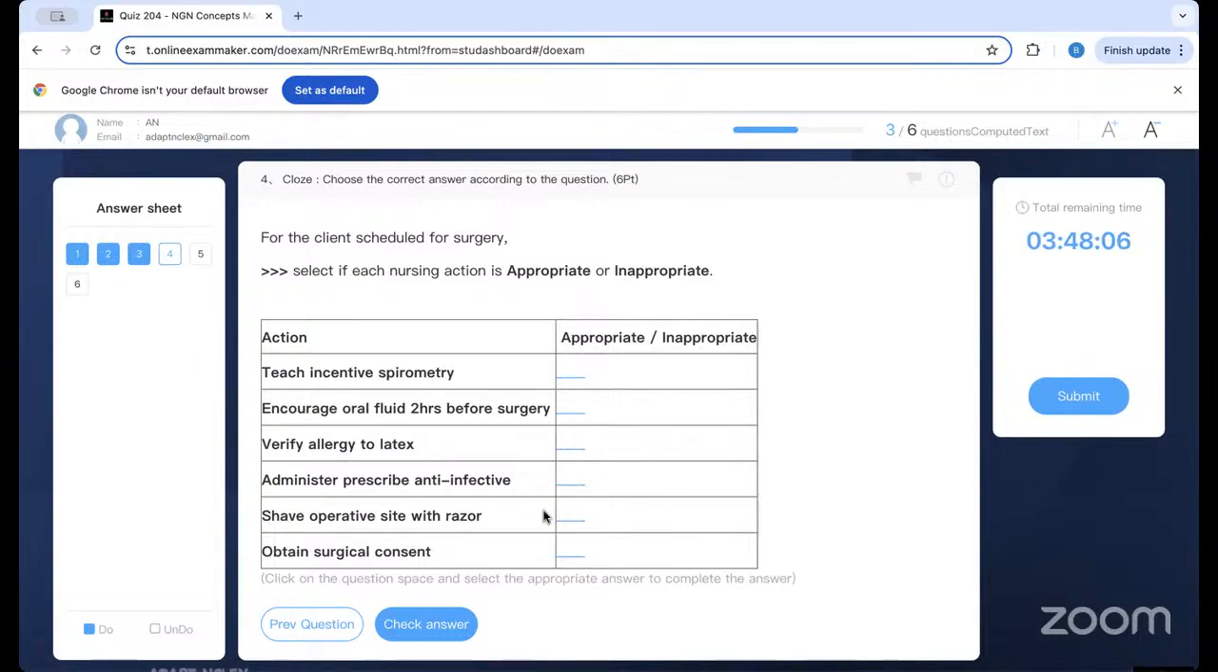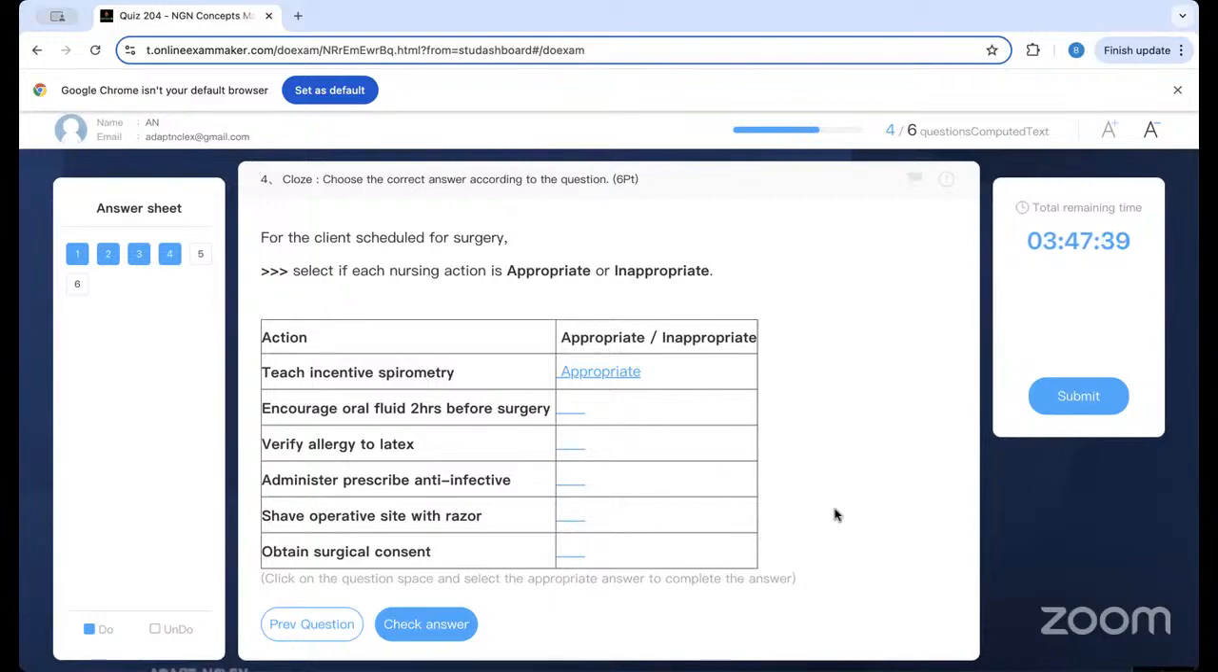What do you think? You've seen questions like that, right? This is in the table form. Take the table out and ask yourself, if I'm the nurse, the buzzword is action, is it appropriate or inappropriate? Do you teach the patient incentive spirometer? What do you think? That is a good thing to do. Appropriate. Patient is having surgery.